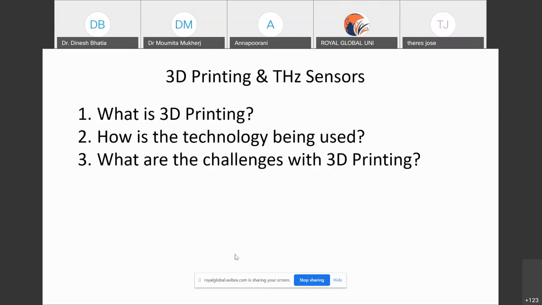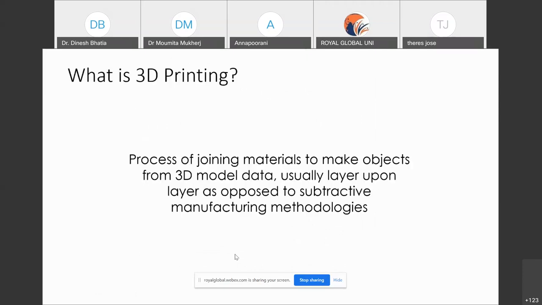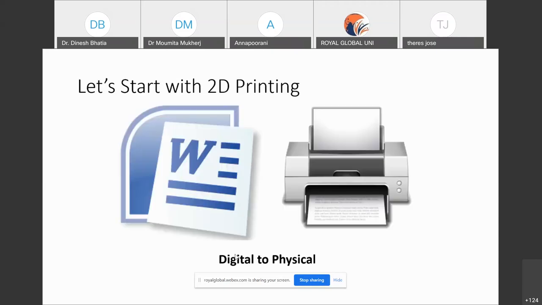Now, some of this portion you have already heard in the last 2-3 days, and my previous honorable speakers have covered it very elaborately, why we have gone for 3D printing technology and why it is used. So in brief, this is the process of joining materials to make an object from 3D model data, usually layer upon layer, as opposed to subtractive manufacturing methodology. If we start from digital to physical, then it is 2D printing.